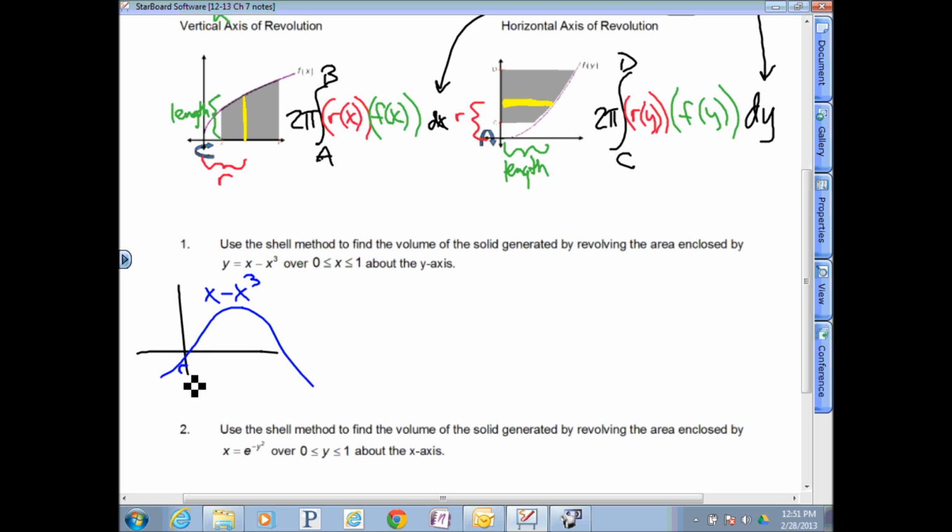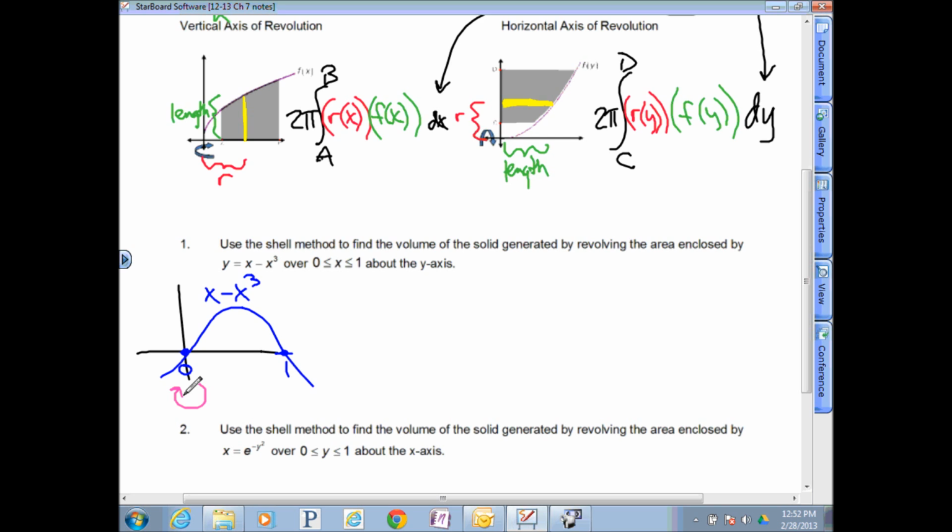Okay, and we're supposed to be figuring this out in the interval between 0 and 1, which happens to be, coincidentally, the places that this thing hits the x-axis, and I'm going to give you that. If you had a calculator, you could certainly figure out those x-intercepts. And we're going to revolve this thing this time about the y-axis. So we're going this way. So I've got this region enclosed by that blue graph and the x-axis, and we're revolving it around the y-axis.